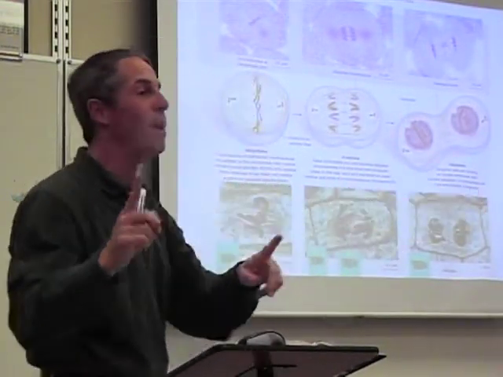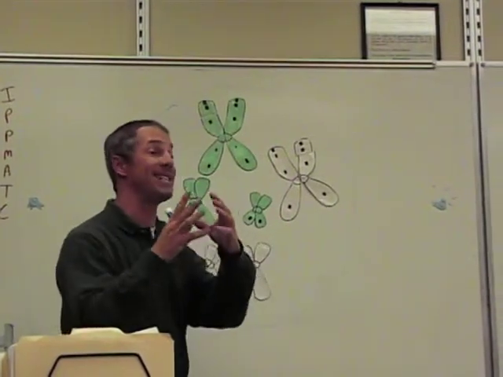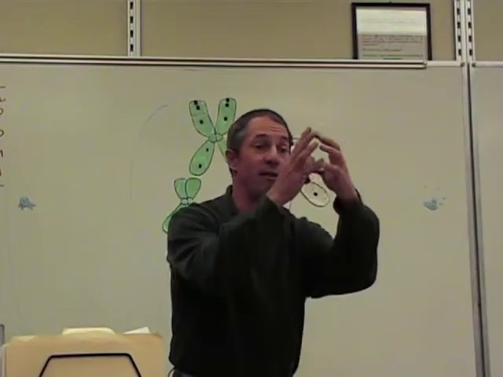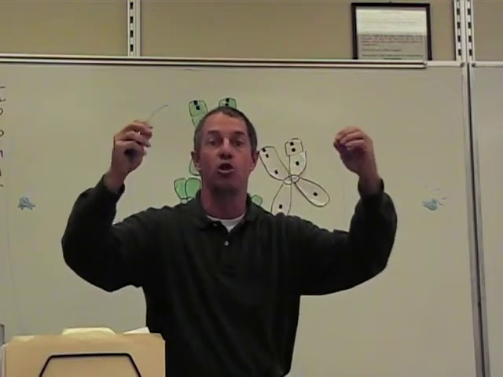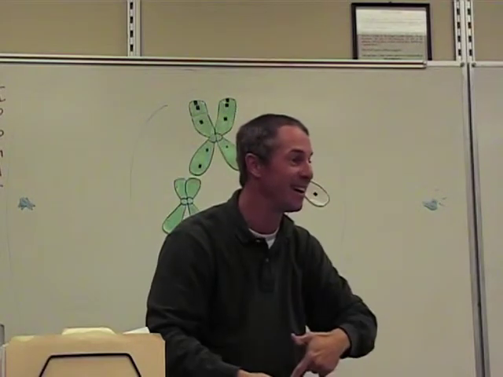So the point is, you have to get half your number of chromosomes. How do you do that? Well, all it is, is an extra division. Instead of dividing once and getting two cells of 46, you divide twice and get four cells of 23.